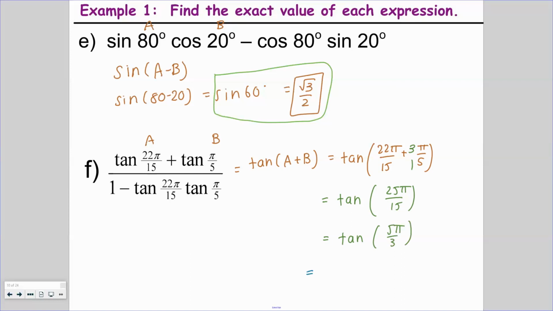Tangent is always sine over cosine, so the sine of 5 pi over 3 is negative root 3 over 2, and the cosine is 1/2. Final answer is negative root 3.